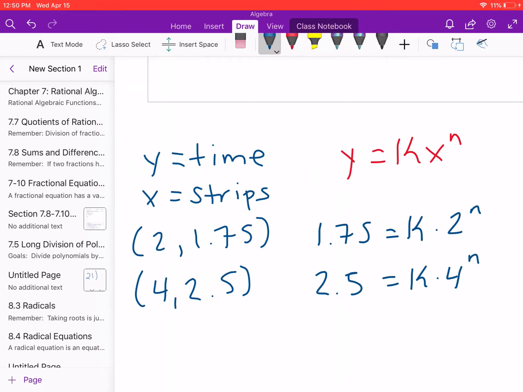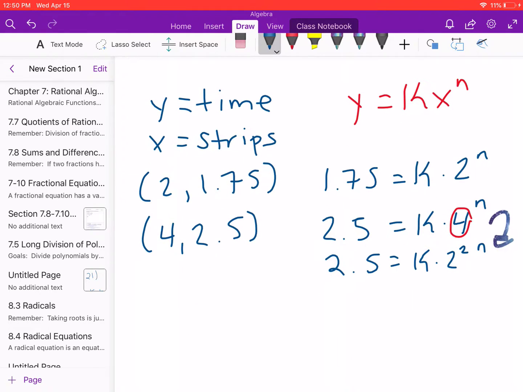So let's go ahead and use that information we know and solve. We know y is equal to our time, x is our strips, and there are 2 ordered pairs in that same equation we've been using. So let's plug in those x's into our equations. This first one would be written as 1.75 equals k times 2 to some unknown power. And our next equation, 2.5 equals k times 4 to some unknown power.